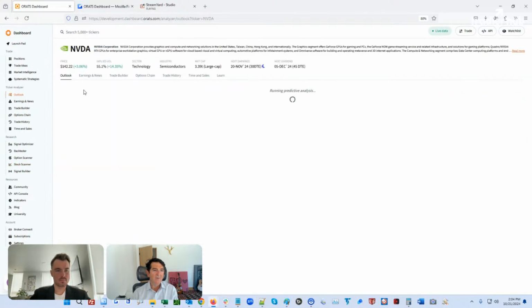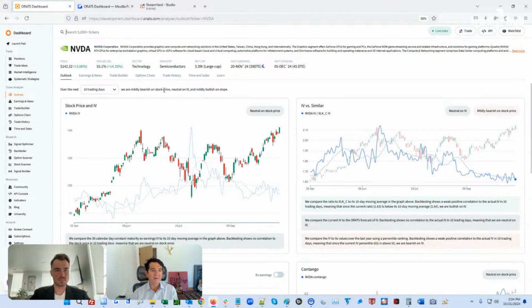Of course, if you type in Nvidia and click on it, it's going to go to the Outlook page. The Outlook page is what we think are some of the most important data sets that ORATS has when you think about a stock, including this initial one, which is a graph of implied volatility. You can see that the implied volatility is generally inversely correlated to the stock price. Like as vol started going up, Nvidia started coming down, and then as vol started coming down, it's been rallying, and you can see that here.